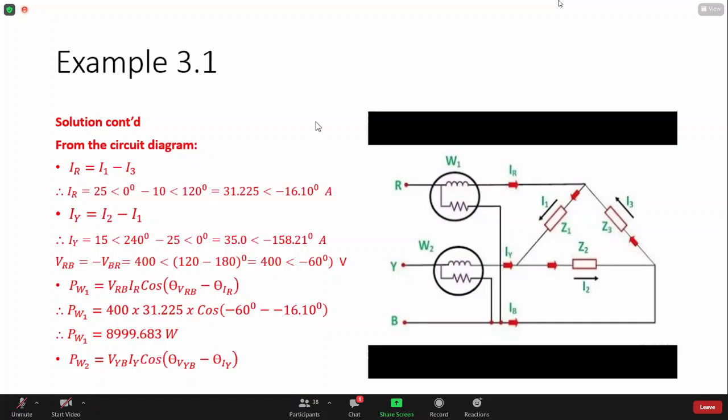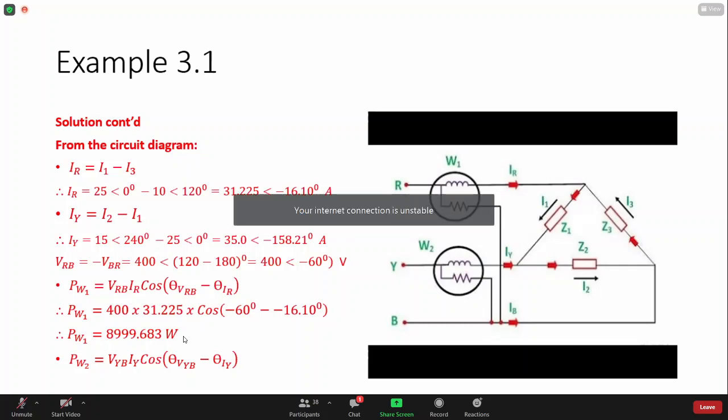Why wouldn't we need to find IB again? All right, what is IB doing? It's not doing anything in terms of the wattmeters. Remember, we only need to see what is happening with each wattmeter.